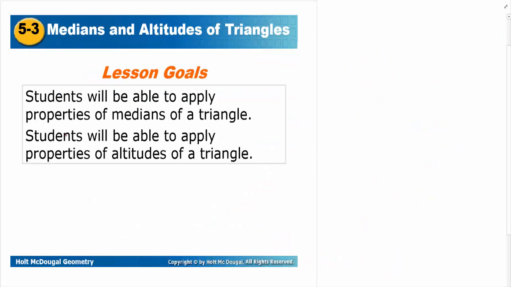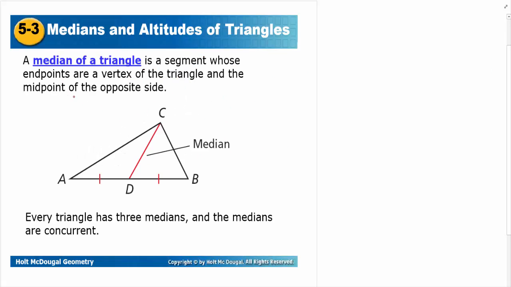Okay, so our goal for today, we're going to be learning to apply properties of medians and properties of altitudes of a triangle. These are going to be our 2 new concurrency points. I'll tell you later, so this will be a centroid and orthocenter, but we'll get to that in a minute. Okay, so that's what we're going to be doing today. We're going to learn about those 2 new concurrency points.